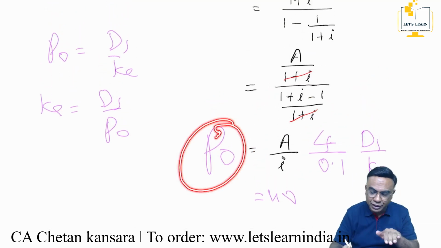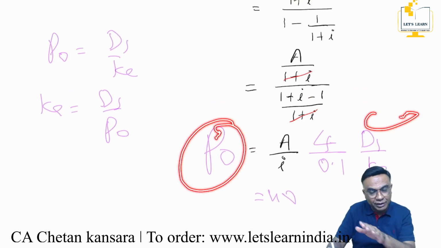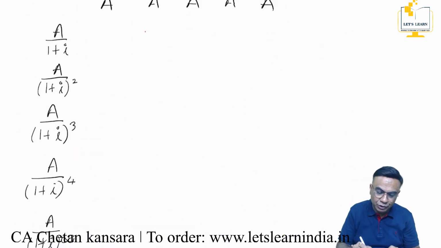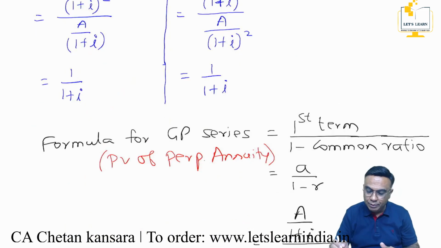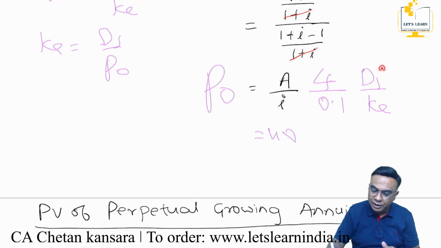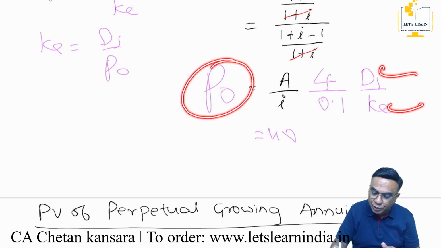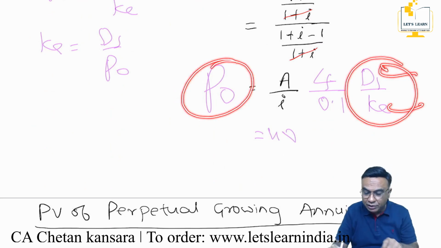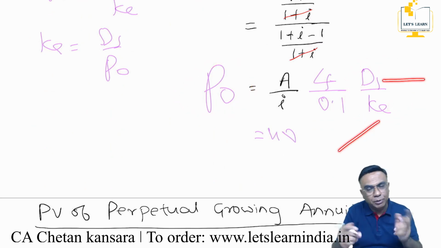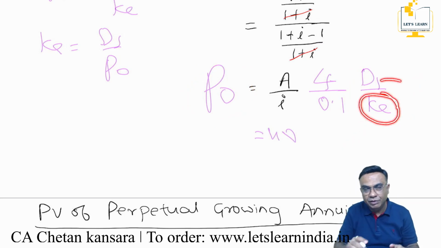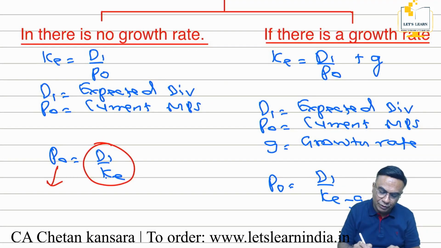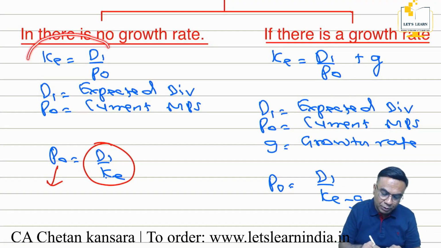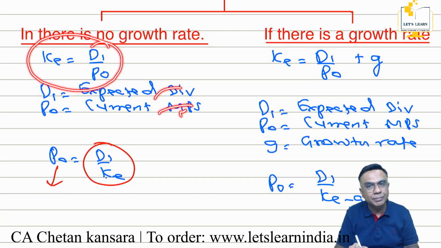So what is the formula now? P0, price of the share today, will be D1, the expected dividend. Dividend, this is 4 rupees. The first one will be 4 rupees. D1, D2, D3, D4, D5 and so on. So it will be D1 upon K. So we get P0 equal to D1 upon K. From here we get the formula Ke equal to D1 upon P0. Ke equal to D1 upon P0. So now this is the formula, where P0 is the share price.